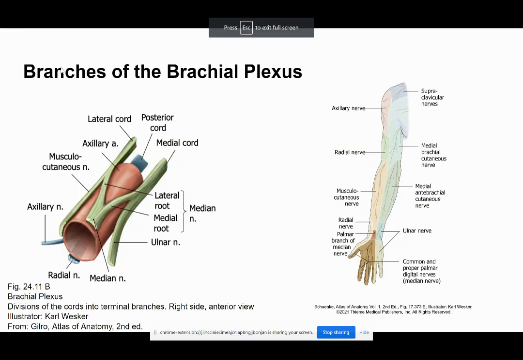I'm Madeline, and I will be looking at the branches of the brachial plexus. If you look here at the M, you'll see the ulnar nerve, musculocutaneous nerve, axillary nerve, radial nerve, median nerve. Also note that the axillary artery is present, which is a large blood vessel that conveys oxygenated blood to the lateral aspect of the thorax, the axilla, and the upper limb.